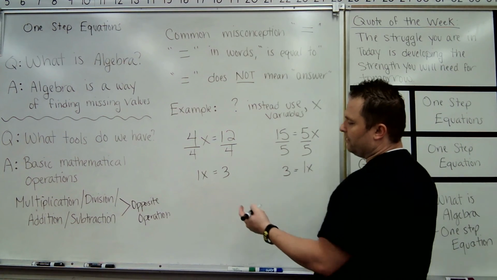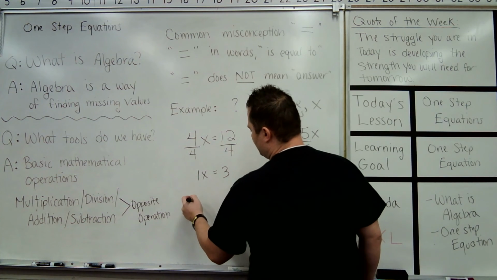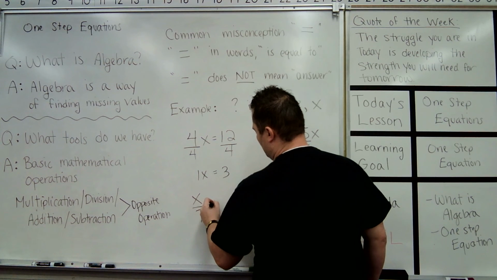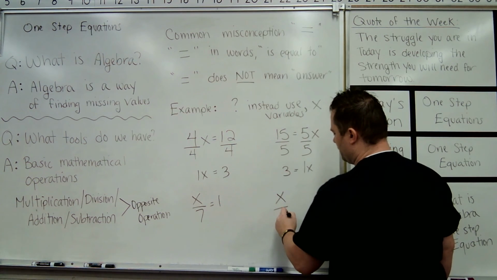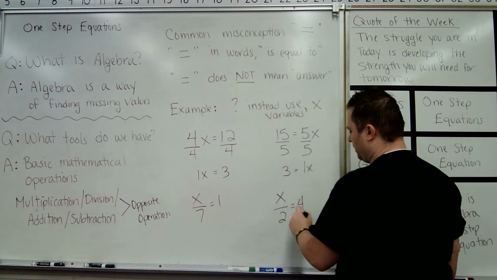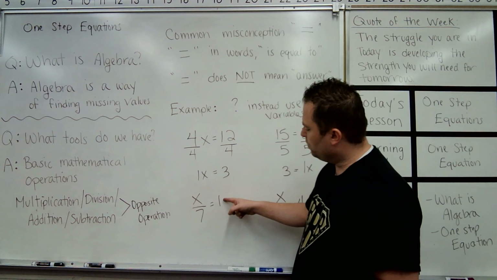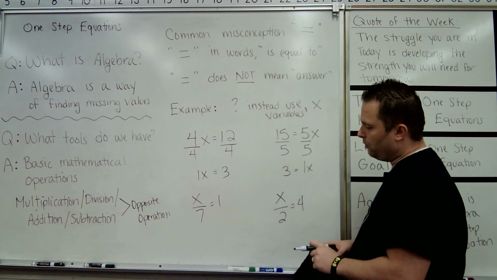Okay, and lastly, the division. I know this is long, just bear with me. If you have, say for example, x over 7 equals 1, or x over 2 equals 4. What value of x divided by 7 will give you 1? What value of x divided by 2 will give you 4?